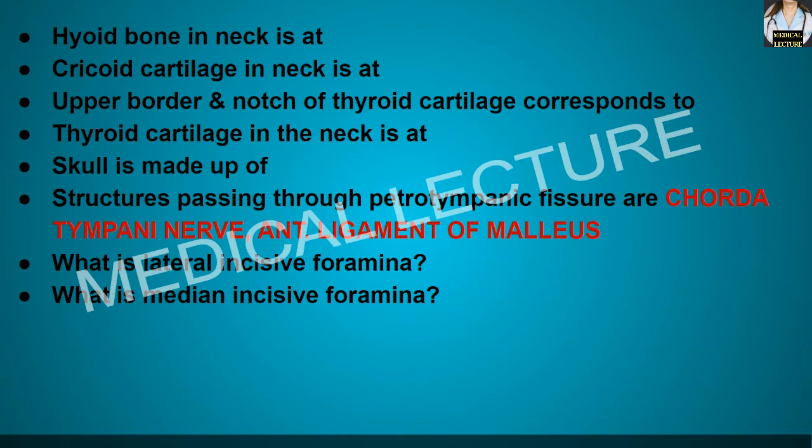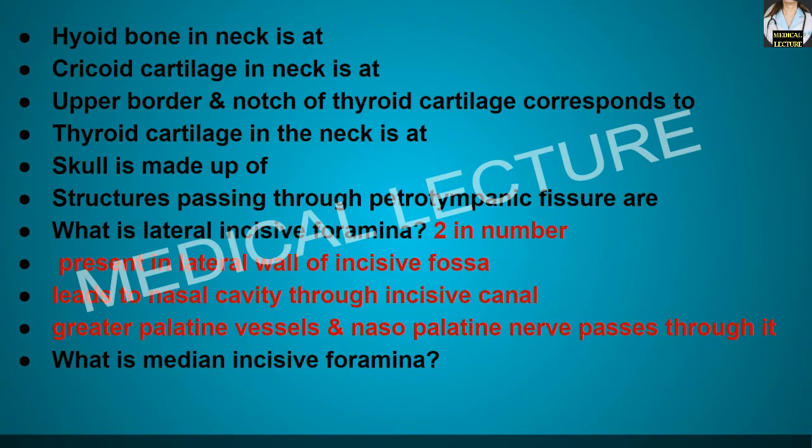Now what are the lateral incisive foramina? These are basically 2 in number and present in the lateral wall of the incisive fossa. Remember, these foramina basically lead to the nasal cavity through the incisive canal, and the greater palatine vessels and the nasopalatine nerve basically pass through the lateral incisive foramina.